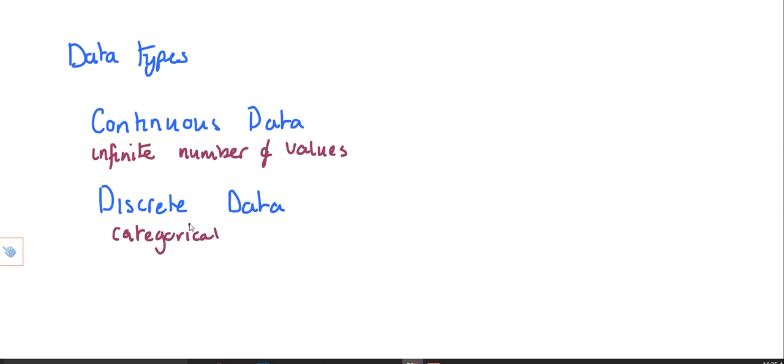So, a nice way to think of it is continuous data is measured. Discrete data tends to be counted. So, for instance, I would measure someone's height. Therefore, heights are continuous data. And like you said, there is an infinite number of heights that someone could be. It just depends how accurately I can measure it.